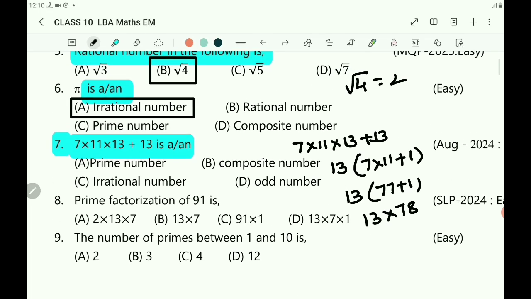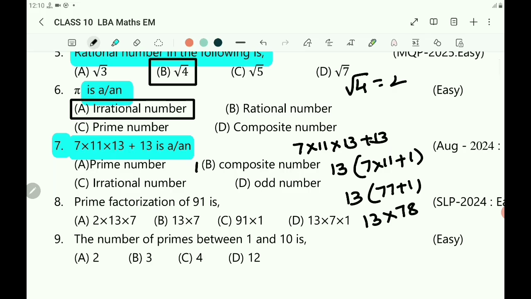Therefore, what is the answer? Answer option B. Here which are the 4 options? Option A is prime number. Option B is composite number. Option C is irrational number. Option D is odd number. So which is the correct answer? Composite number, as it is a product of 2 or more prime factors. Here again you can factorize 78. You can express 78 as a product of prime factors. Therefore, option B is the answer, composite number.